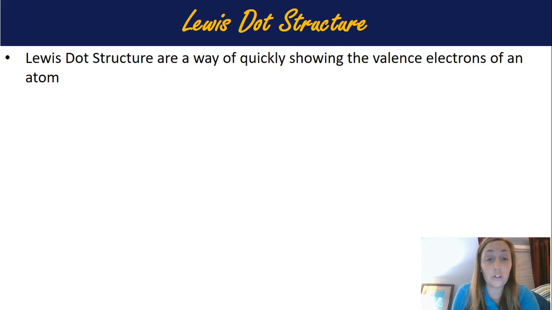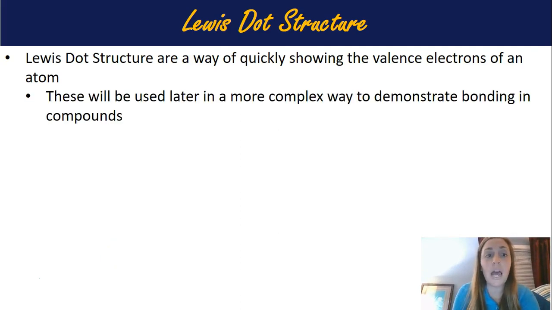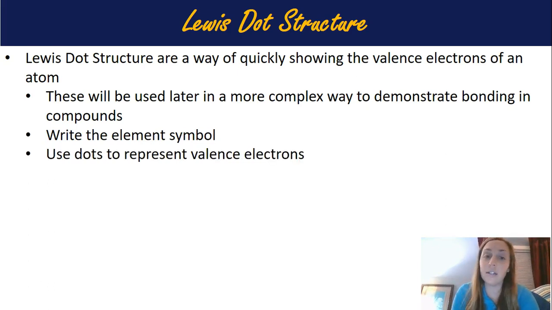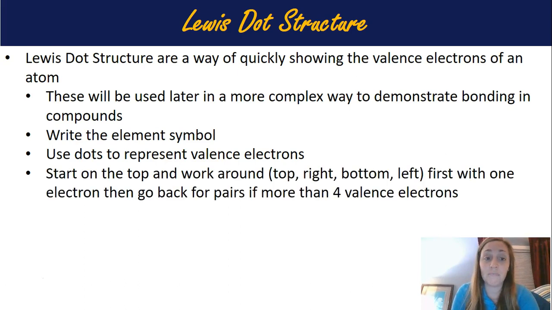One thing you need to know how to do is draw a Lewis dot structure. And these are quick ways of showing valence electrons. Remember that bonds are made with valence electrons, so later we're going to use Lewis dot structures to demonstrate bonding patterns, but right now we're just going to make basic Lewis dot structures. How you do it is you write the symbol of the element, and then you use dots to represent the valence electrons. And you start on the top and you work your way around.